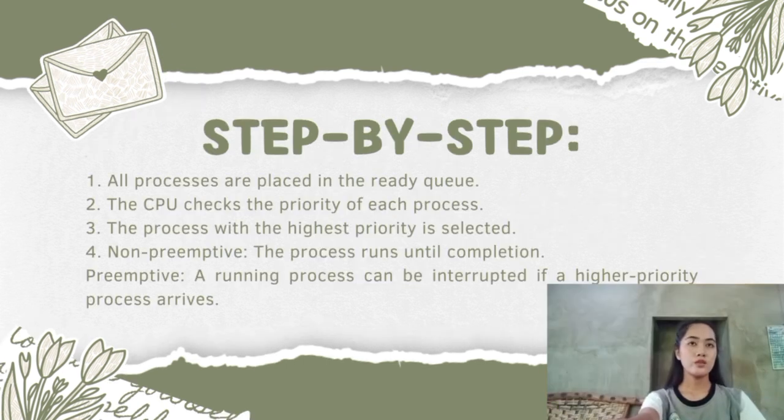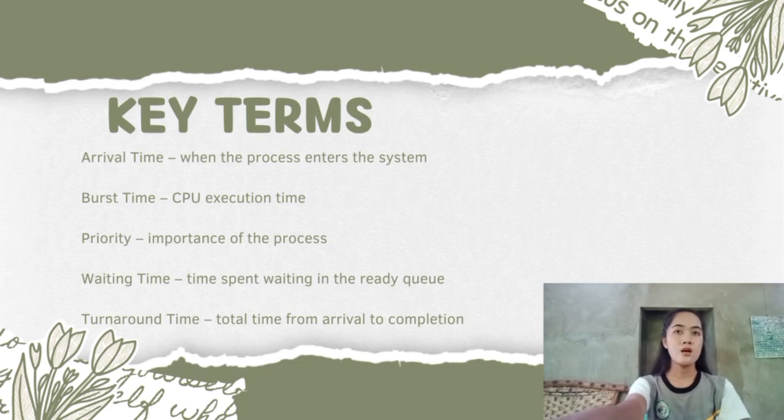How priority scheduling works. First, all processes are placed in the ready queue. Next, the CPU checks the priority of each process in the queue. Then the process with the highest priority is selected for execution. Because this is non-preemptive, once a process starts running, it continues until completion, even if a higher priority process arrives later. In contrast, in preemptive priority scheduling, a running process can be interrupted if a higher priority process enters the system.